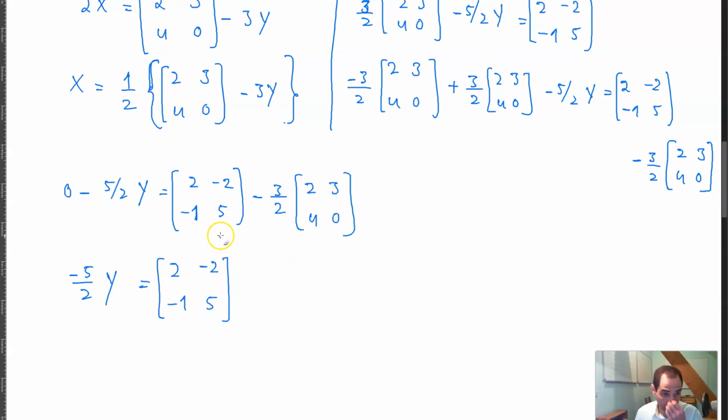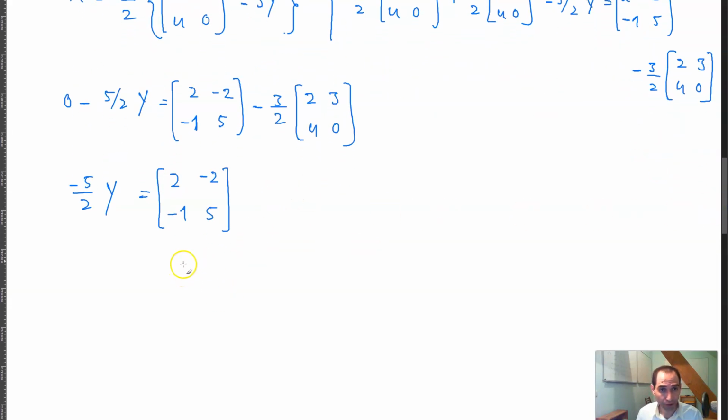And if I calculate this side of this equation, I'll do that separately. Basically, I'll get [2, negative 1, 5]. And if I multiply this here, I'll get negative, and then 3 halves times 2 is equal to 3. And 3 halves times 3 is equal to 9 halves. And 3 halves times 4 is equal to 12 halves, which is equal to 6. And that's a 0, right?